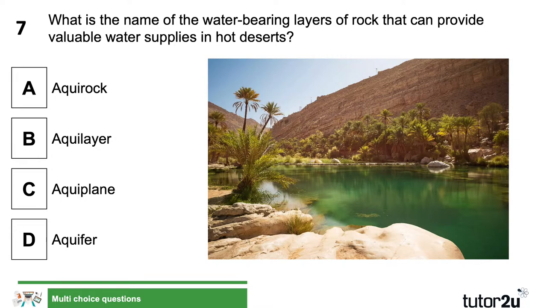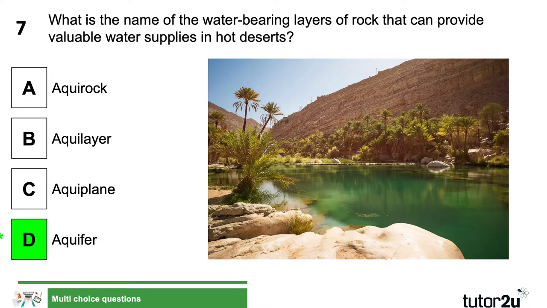We have some correct answers. So seven, if you got it, the correct answer is D, aquifer. And we can do a little etymology on that word. It's from the Latin meaning water carrying. And the F-E-R is a bit like ferry, as in car ferry. You know, we get that word from the Latin as well. So it's water carrying rock. And you can see in the photograph there how the water carrying rock emerges in certain places that we call oases.